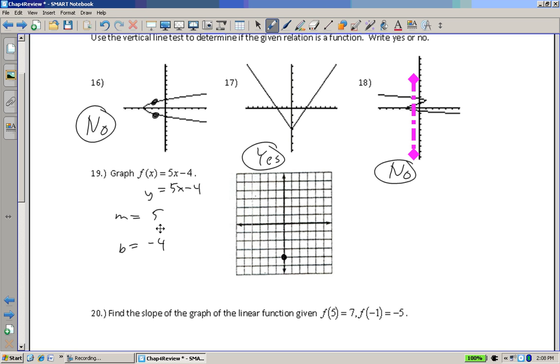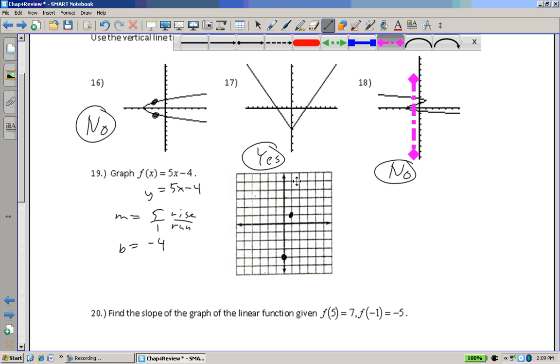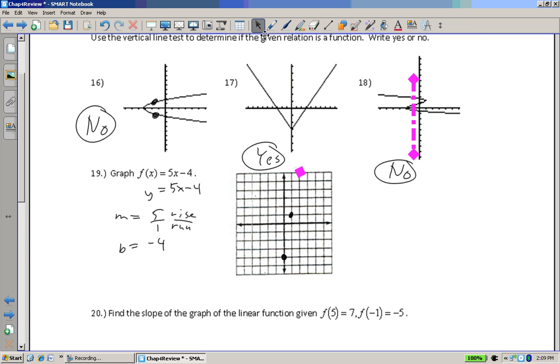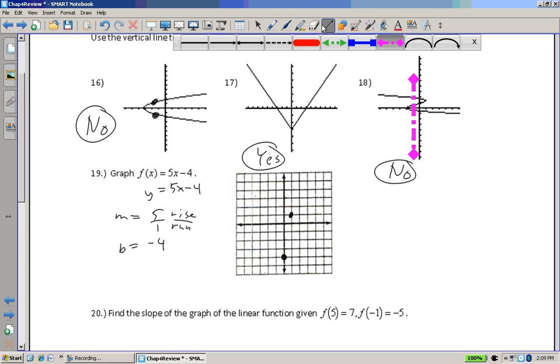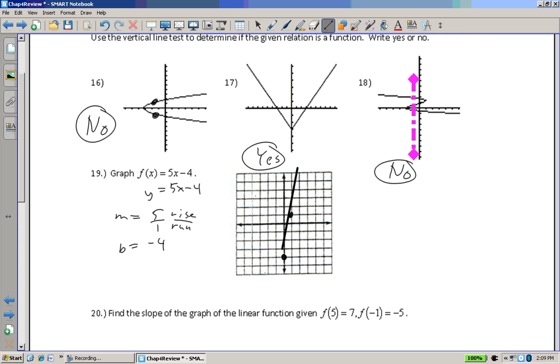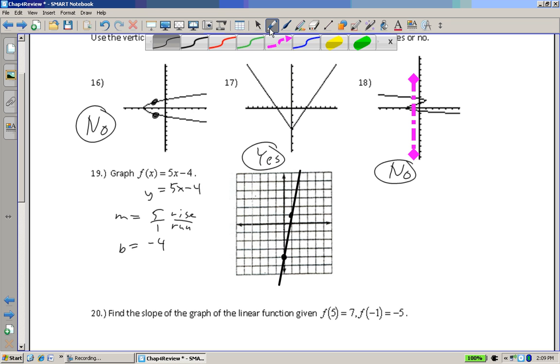Wait a minute. There's no rise and run. Easily remedied. Simply write 5 as a fraction, 5 over 1. And now I can rise and run. So I'm going to rise 5 from the boat. 1, 2, 3, 4, 5, and run 1. Oops. I did not want that line. And there we go, it's graphed.